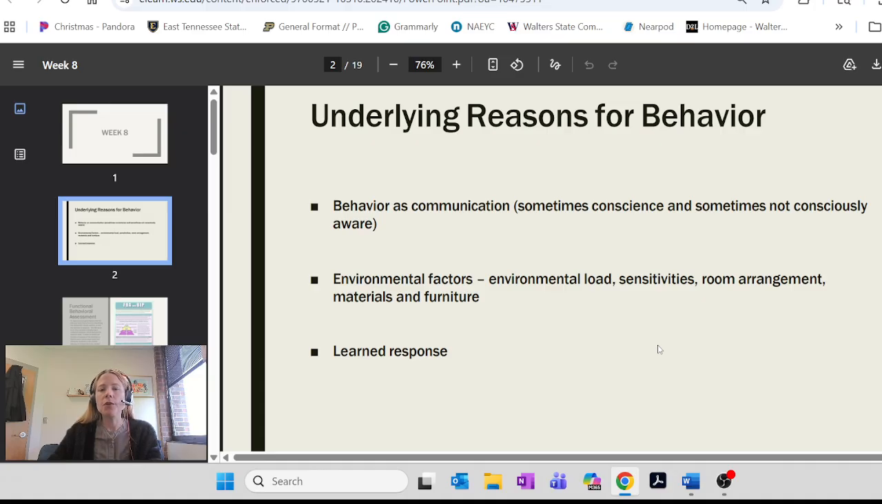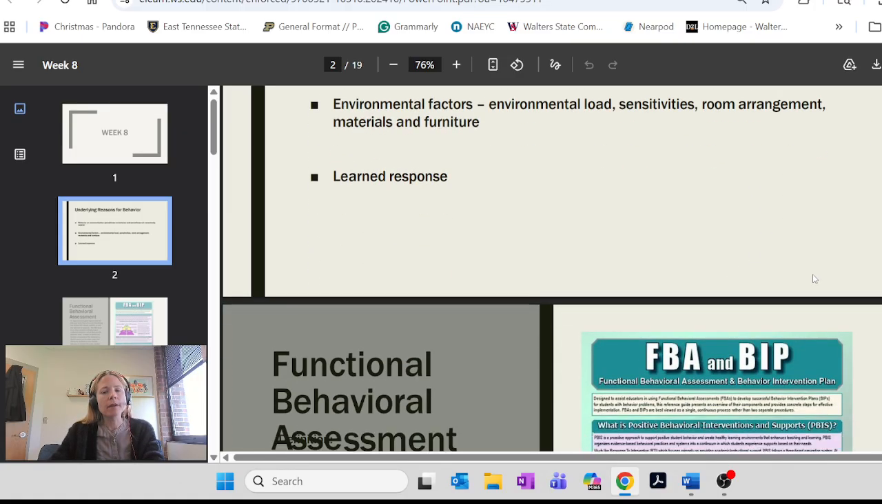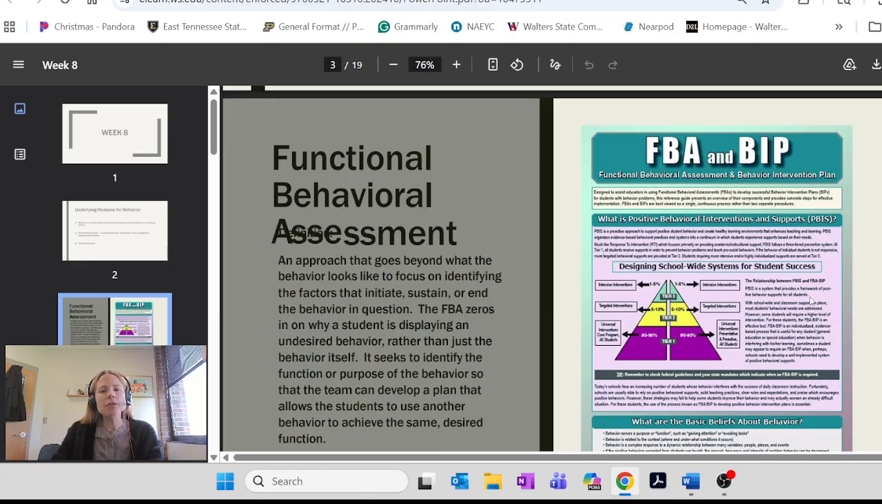Think about students who you have who are sensitive to lots of noises or lights, sensory overload. It could be the way that your room is laid out, who they're sitting next to, the organization. So there's a lot of environmental factors that play a role. And then it goes into talk about what's the difference between a functional behavior assessment and a behavior intervention plan, and how do we use that behavior intervention plan once we get that functional behavioral assessment?